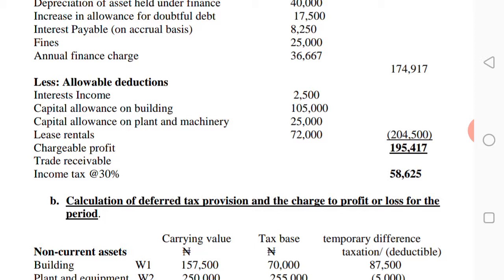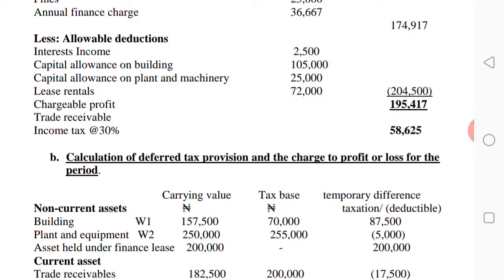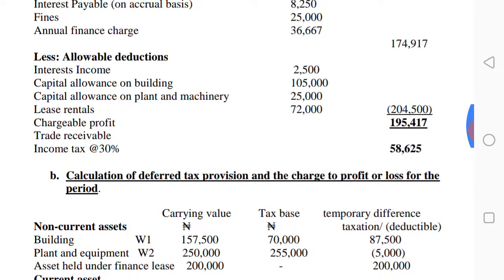Then our chargeable profit is 195,417,000. So when you multiply it with the 30%, we have 58,625,000. So this is your income tax provision.